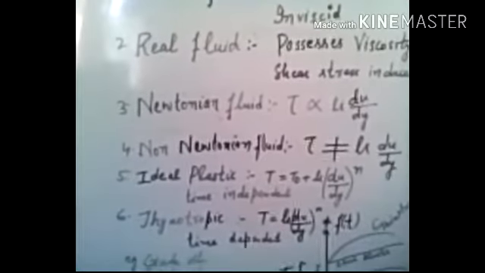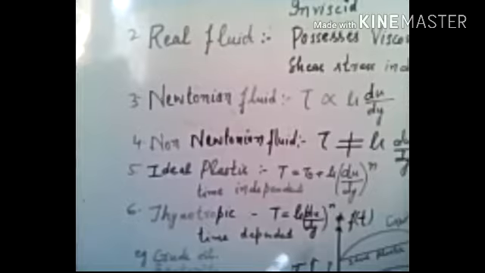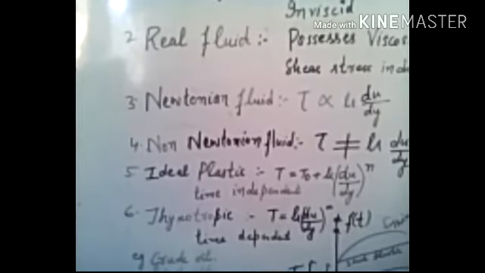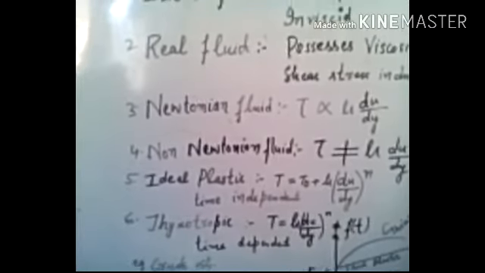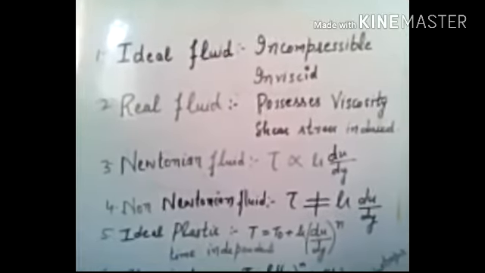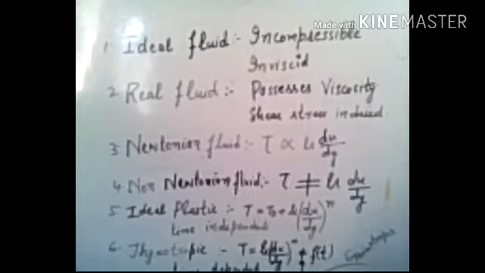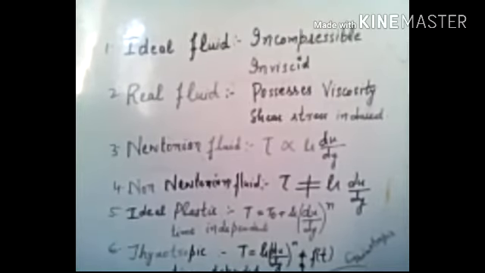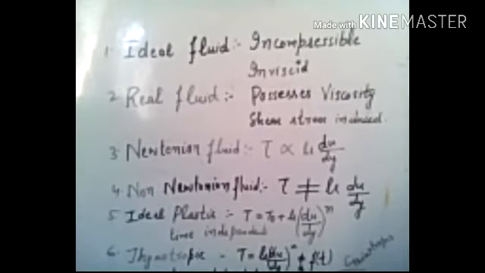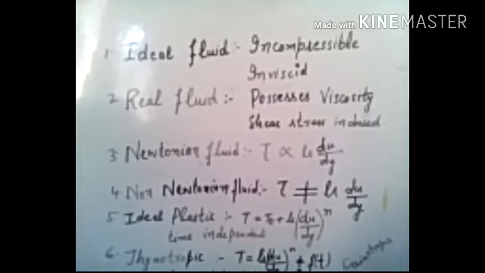Then we have ideal plastic fluid. This is a fluid in which, after reaching a yield value of the shear stress, the fluid begins to flow. The fluid begins to flow such that the relationship between the shear stress and the velocity gradient is not linear. It is time independent. And then we have thixotropic fluid.